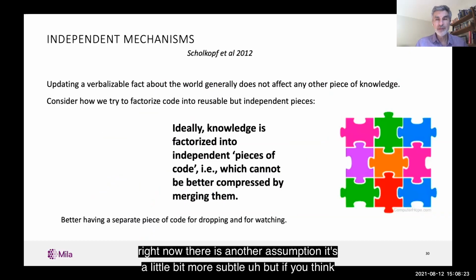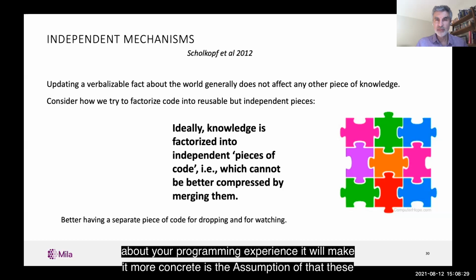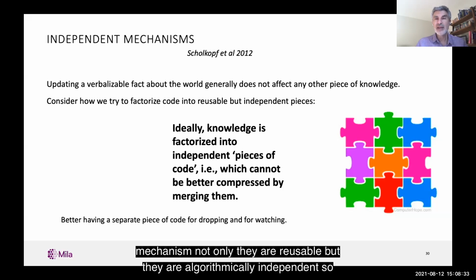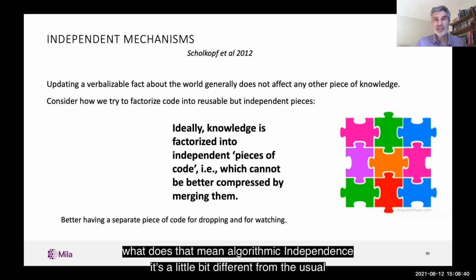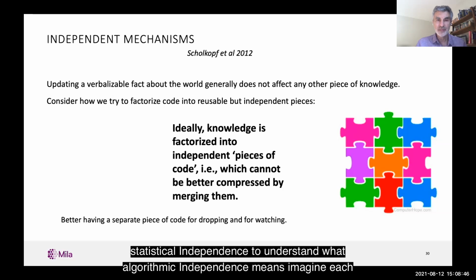Now, there is another assumption. It's a little bit more subtle, but if you think about your programming experience, it will make it more concrete. It's the assumption that these mechanisms, not only are they reusable, but they are algorithmically independent. So what does that mean, algorithmic independence? It's a little bit different from the usual statistical independence.